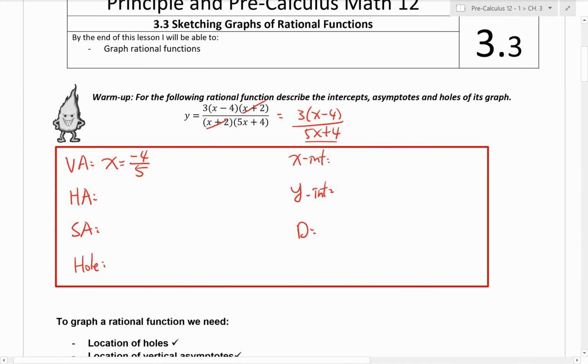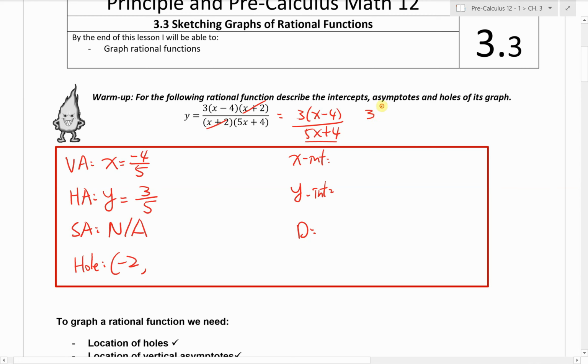Horizontal asymptote, we will also get a horizontal asymptote here because the degrees are the same for both numerator and denominator. And in that case, the horizontal asymptote would be the leading coefficients divided by each other. So in that case, 3 divided by 5. So y equals 3 over 5. There's no slant asymptote in this case. We do have a hole because we simplified the x plus 2, right? We canceled that out. So the x value for the hole is going to be negative 2 because that's what makes x plus 2 zero.